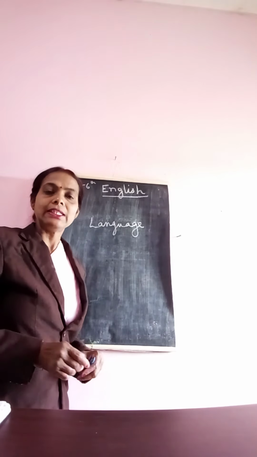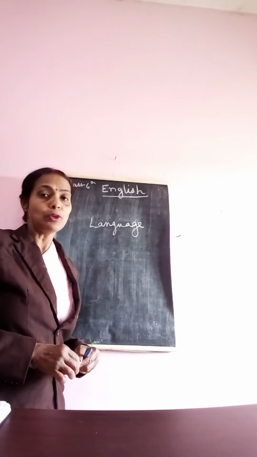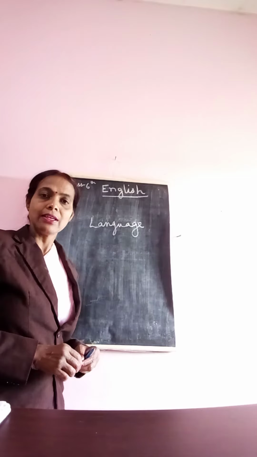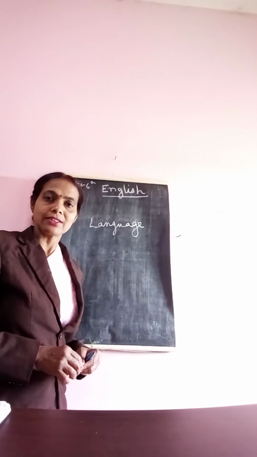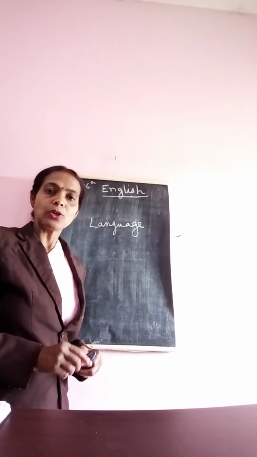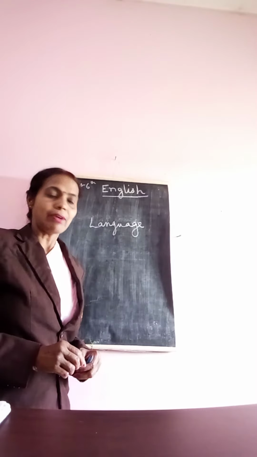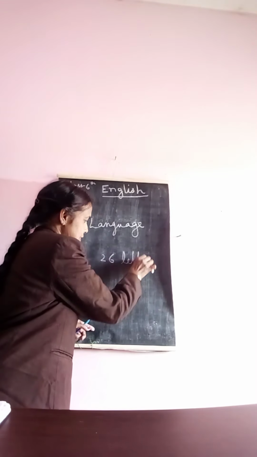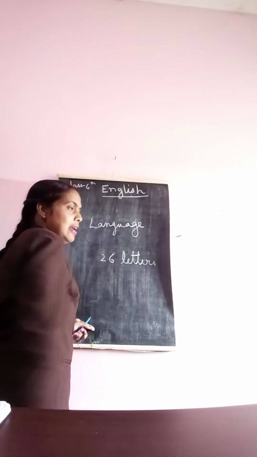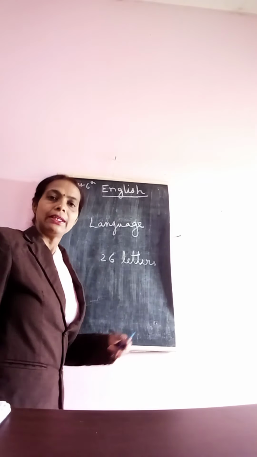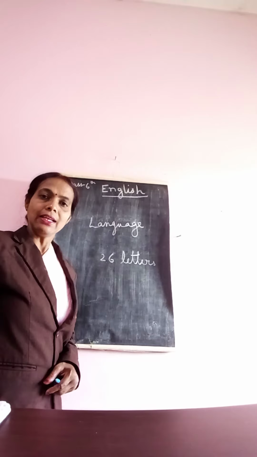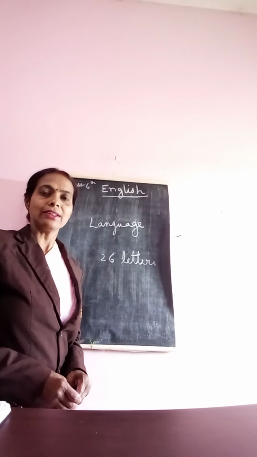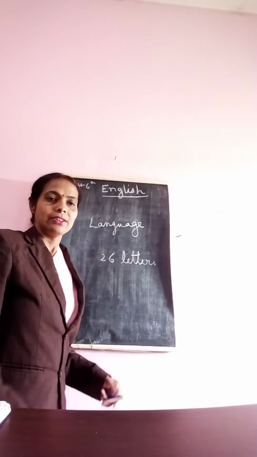The alphabet in the English language is mainly composed of how many letters? There are 26 letters. You all know that there are 26 letters in the English alphabet. And they are known as printed capital letters and printed small letters. So you all know how to write small letters and capital letters. I'll write once, just see it.